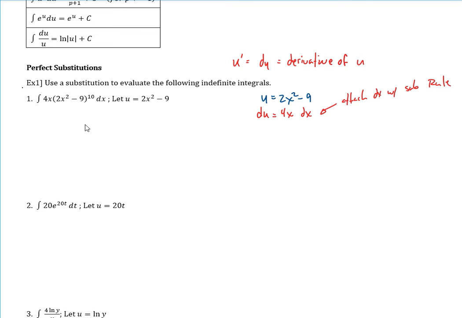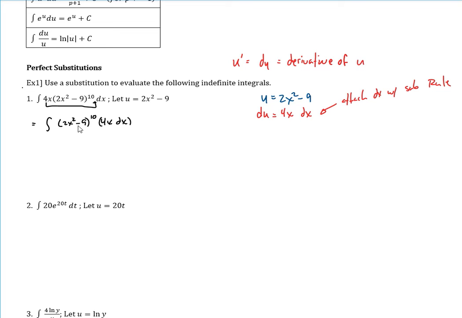Okay, so here's our integral. I'm just going to move this 4x over there first. This is still the same antiderivative, the same indefinite integral, where I have 2x squared minus 9 raised to the 10th power, but I'm putting the 4x dx next to each other. The reason I moved that is because now I have my substitutions that I can use.